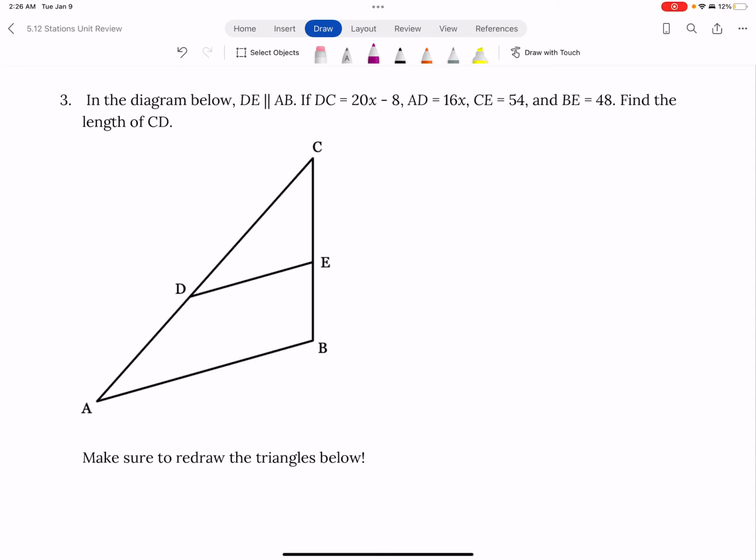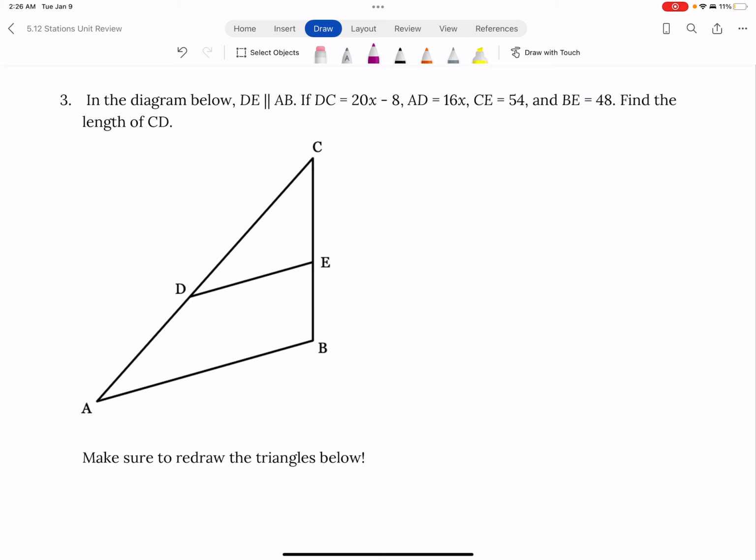In the diagram below, line segment DE is parallel to line segment AB. If line segment DC is equal to 20x minus 8, line segment AD is equal to 16x, line segment CE is equal to 54, and line segment BE equals 48, find the length of line segment CD.